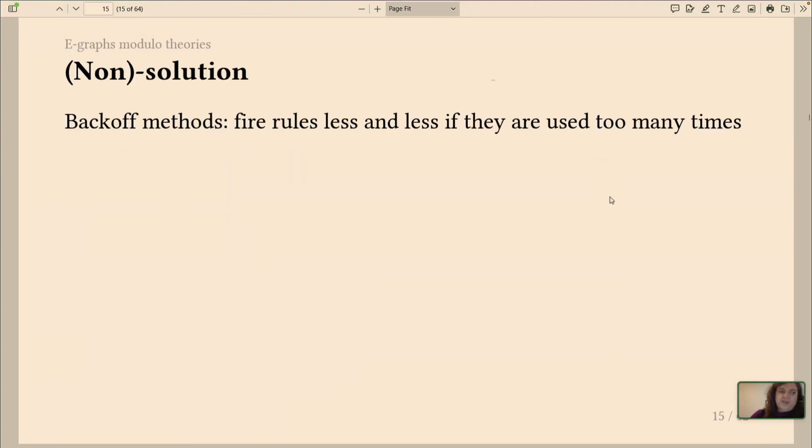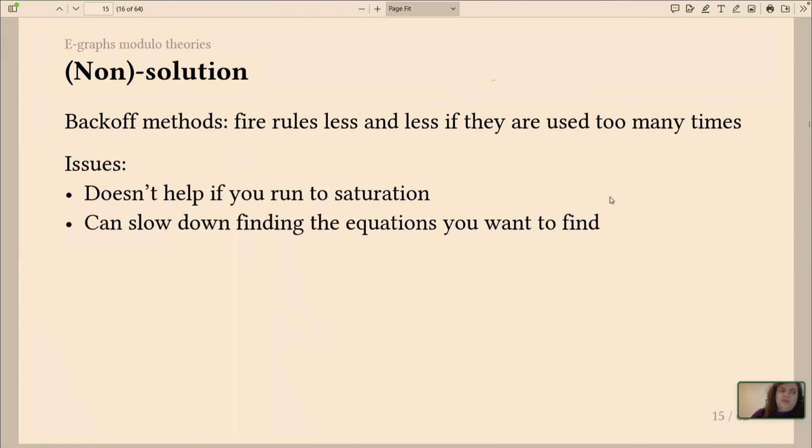Now, solutions or non-solutions that have been mentioned in the past. One non-solution is to fire rules less and less if they're used too many times. So if we run associativity 100 times, then we decrease its weight and try to fire some other rules. Firstly, this doesn't help if you intend to run to saturation, which is what you have to do if you want to be guaranteed to find everything. And it can slow down finding the equations you want, because maybe there's some necessary use of A and C that you're temporarily missing out on.